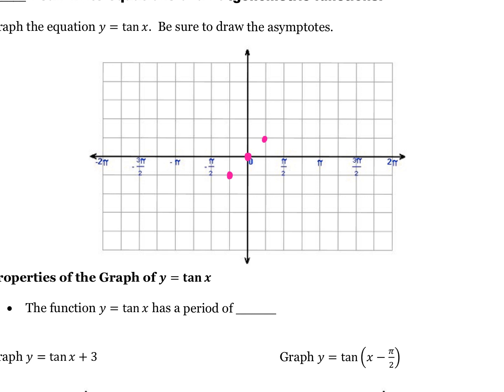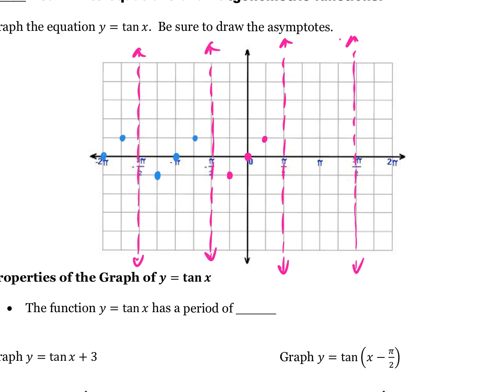That nice straight line, -1, 0, 1. And then those asymptotes are every pi. So we're going to put an asymptote at -pi/2 and a +pi/2. And I'm going to continue those asymptotes. They happen every odd pi/2. And then the tangent graph is always -1, 0, 1 on that little diagonal.